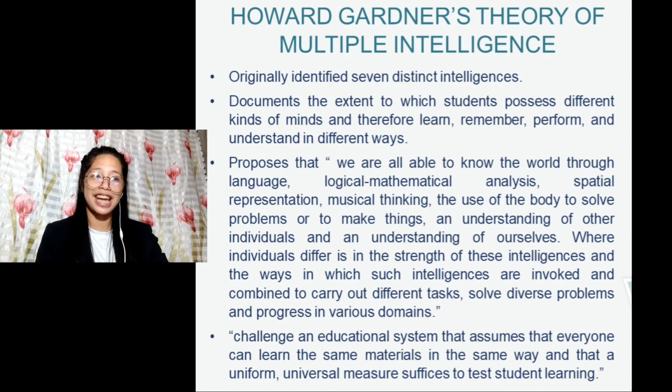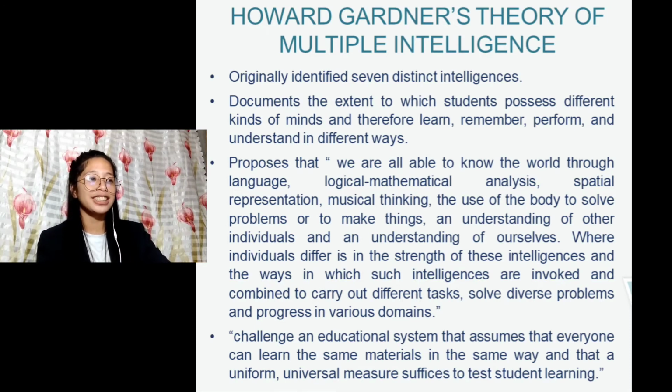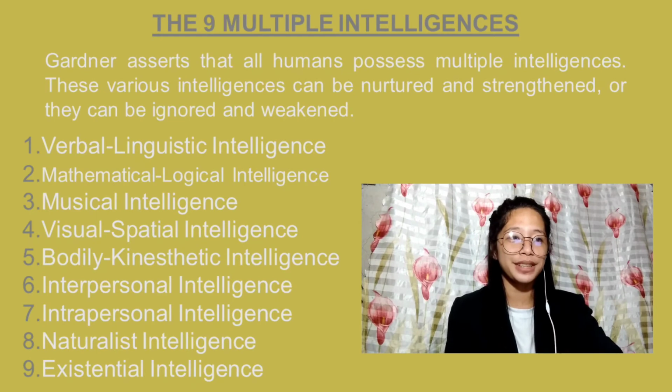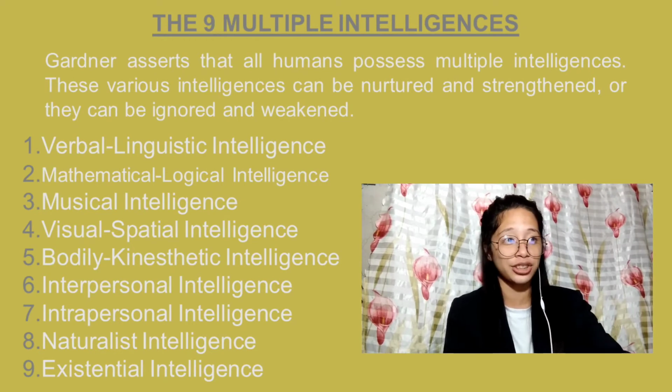Gardner goes on to say that, indeed, as currently constituted, our educational system is heavily biased toward linguistic modes of instruction and assessment, and to a somewhat lesser degree toward logical quantitative modes as well. What are the nine multiple intelligences? Gardner claims that all human beings have multiple intelligences.